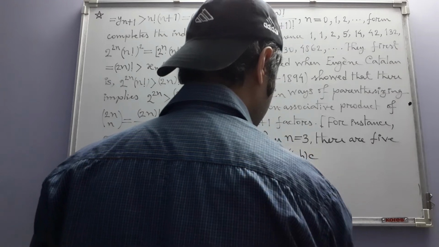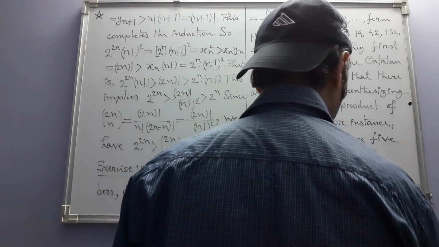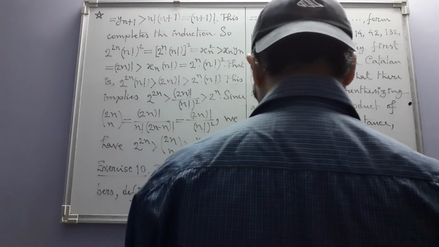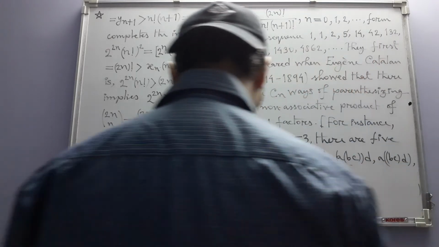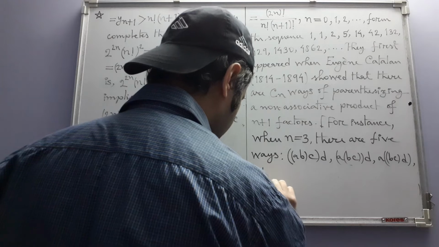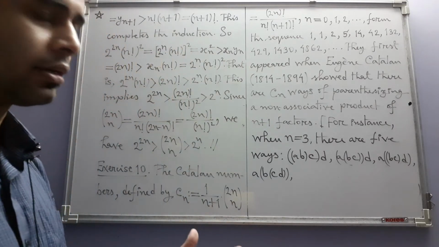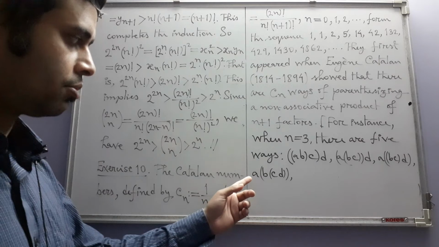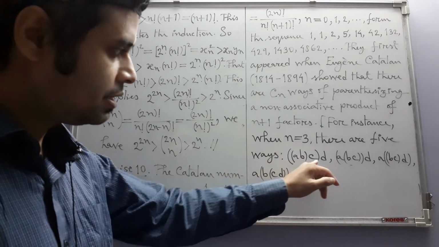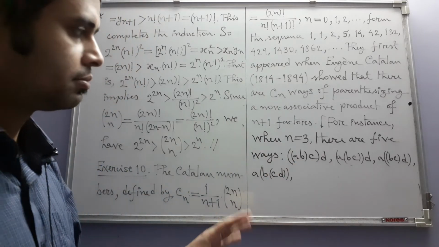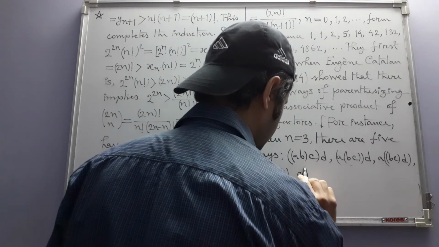A, B, C, D. Then A, B, C, D, A, B, C, D, A, B, C, D. When we are bracketing a product and we want to know how many ways this can be done, note that we are not changing the order of the factors at the same time. ABCD remains ABCD. And one more is this.